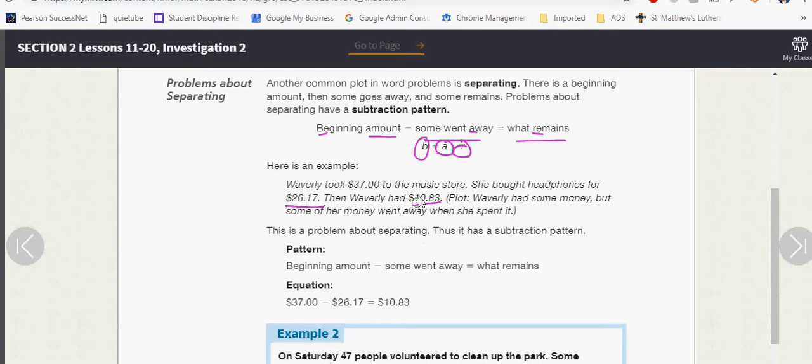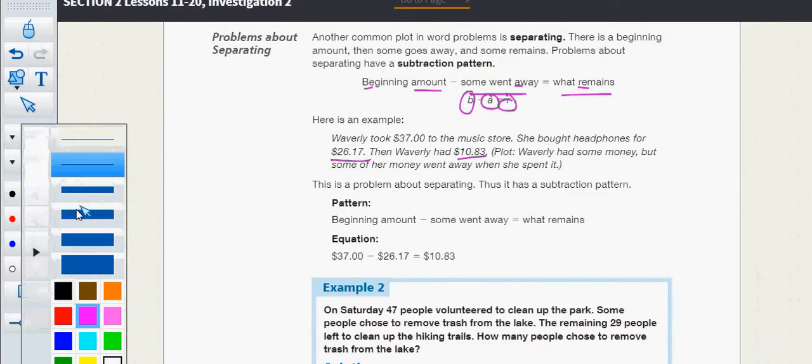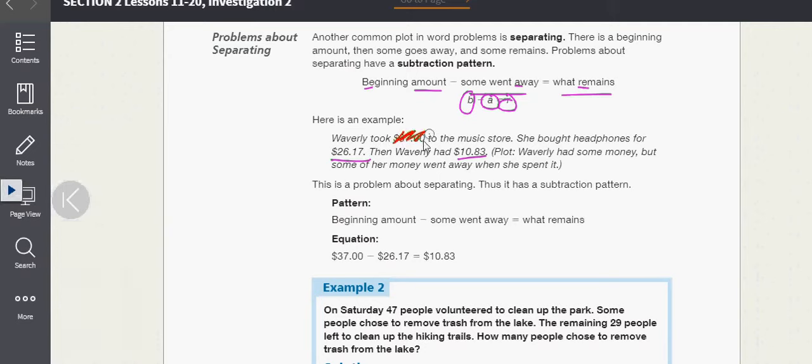How could we turn this problem into a word problem to be solved? Because right now it's just a story and we have everything we need. How could it be something solved? Well, you could say that a few ways. What if we said that we don't have the original beginning amount? That's kind of a scary thought, but we could solve that way. We could say she bought headphones for $26.17. She came home with $10.83 and her headphones. How much did she come to the store with? And how would you solve that? You'd actually use addition for that.